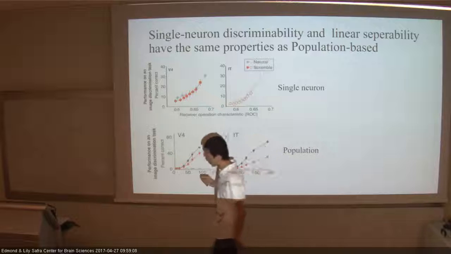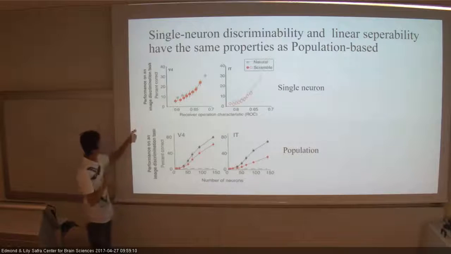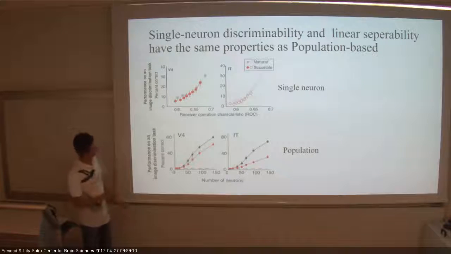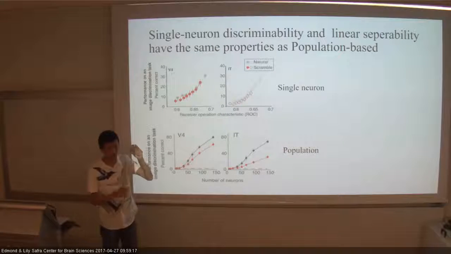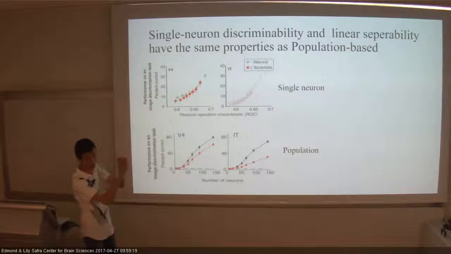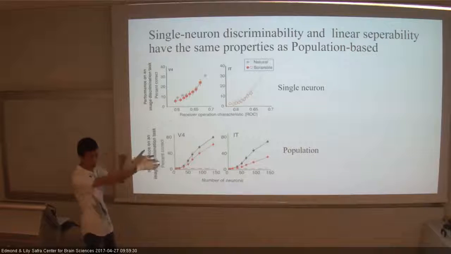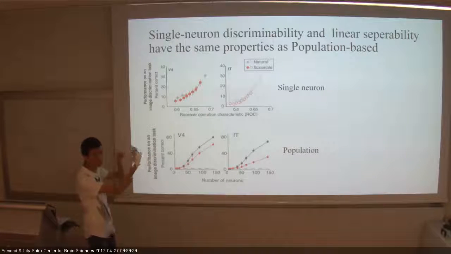The y-axis is, for each single neuron, I see it as a classifier. So we will see one single neuron as one classifier, and we train this single neuron using the reference data, and test it using the scrambled image. And we want to see if this neuron could recognize the scrambled image.